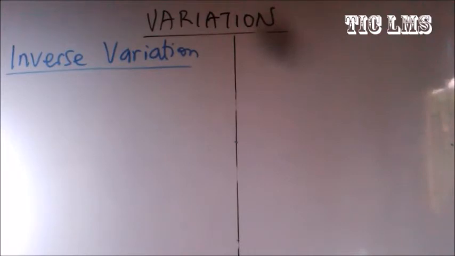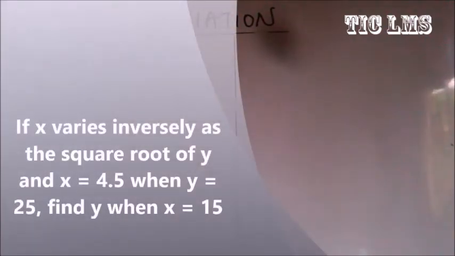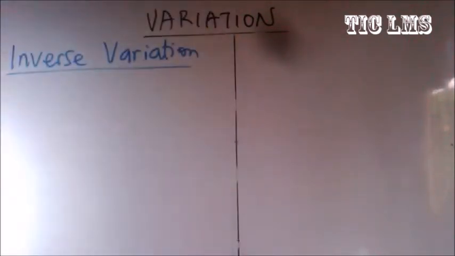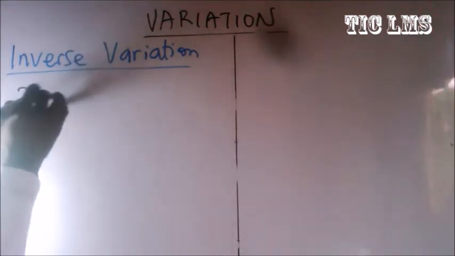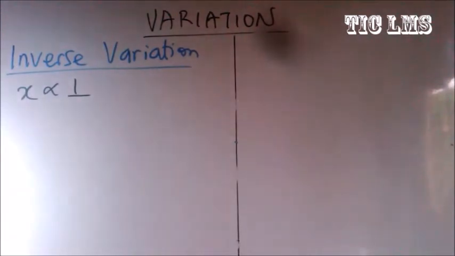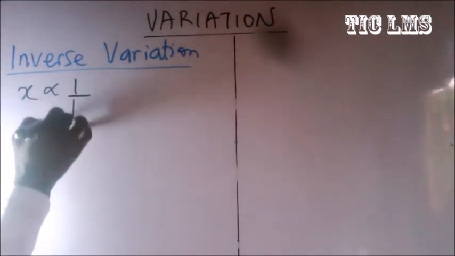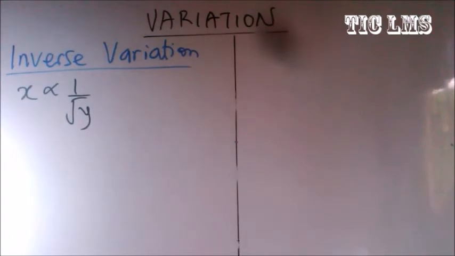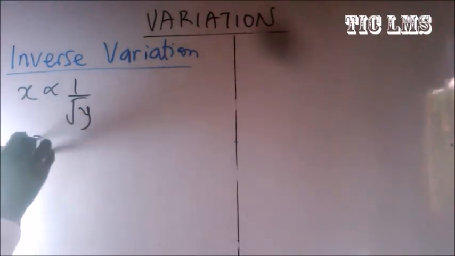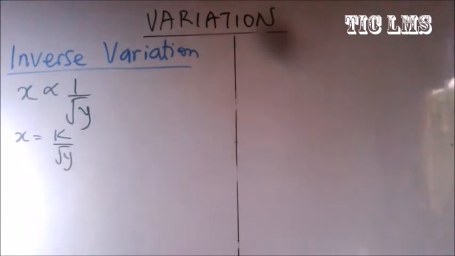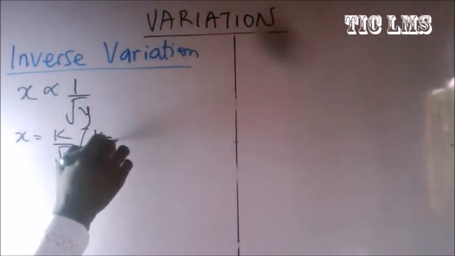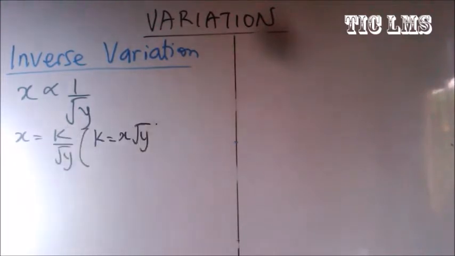So we take example 3. It says if x varies inversely as the square root of y, and x equal to 4.5 when y equal to 25, find y when x equal to 15. To solve that, we're told that x is inversely proportional to the square root of y. So meaning x equal to k over the square root of y. And so we can say that k equal to x times the square root of y.